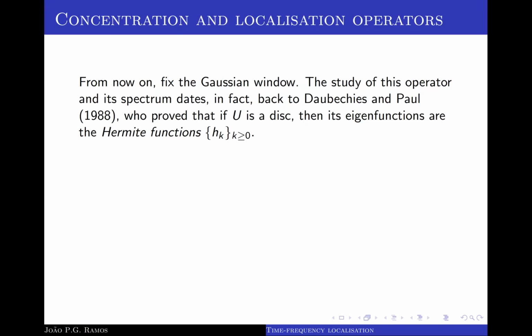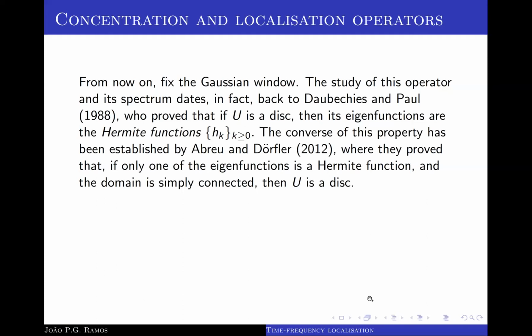So if I give you a set and its localization operator, and I know that all of its eigenfunctions are equal to Hermite functions, can I say that the set is a disk itself? This was actually proved in a much stronger result, established by Abreu and Dörfler in 2012. They proved that you only need one of the eigenfunctions to be a Hermite function in order to characterize the domain. So if these localization operators happen to have a Hermite function as an eigenfunction, and the domain is simply connected, which is very important in their proof, then the domain is a disk.